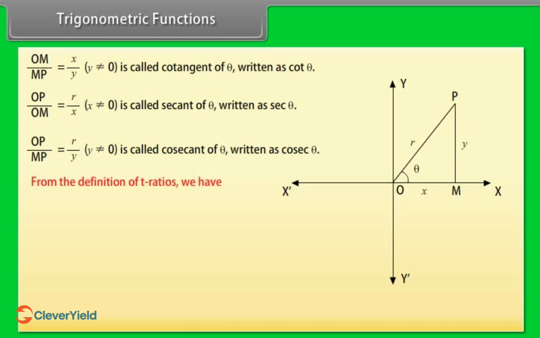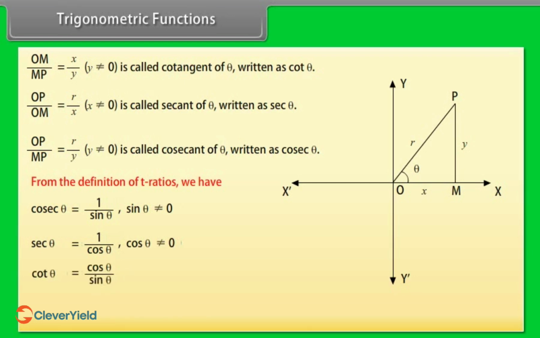From the definition of T ratios, we have cosec of theta is equal to 1 by sine of theta, sine of theta not equal to 0. Sec of theta is equal to 1 by cos of theta, cos of theta not equal to 0. Cot of theta is equal to cos of theta upon sine of theta, sine of theta not equal to 0. Tan of theta is equal to sine of theta by cos of theta, cos of theta not equal to 0.